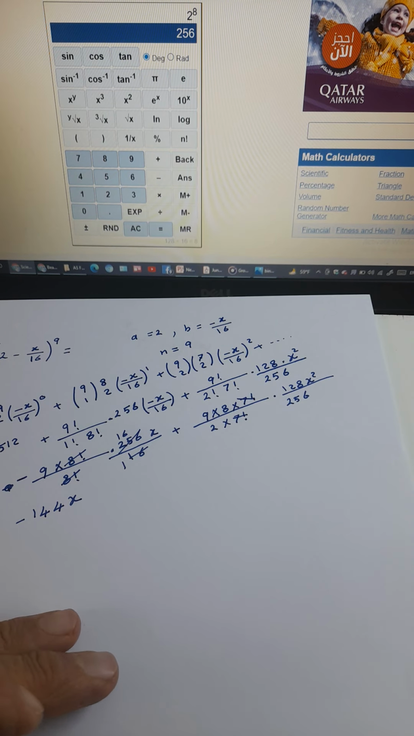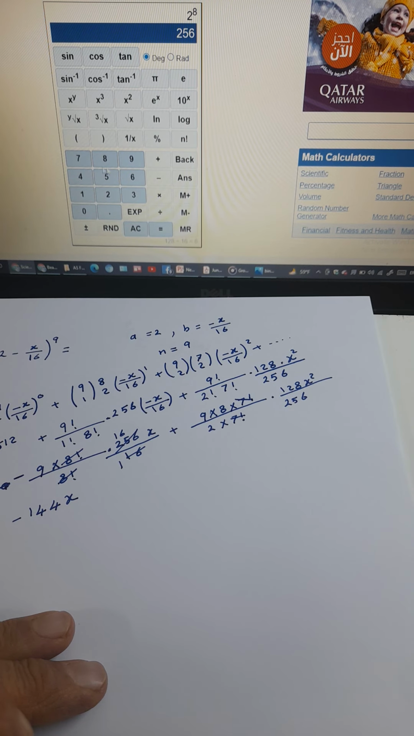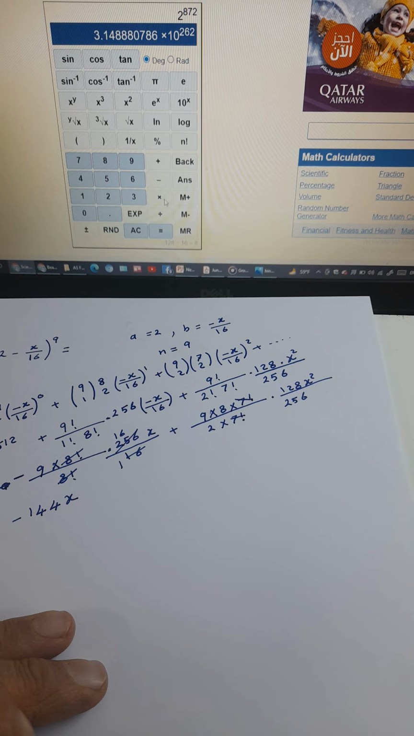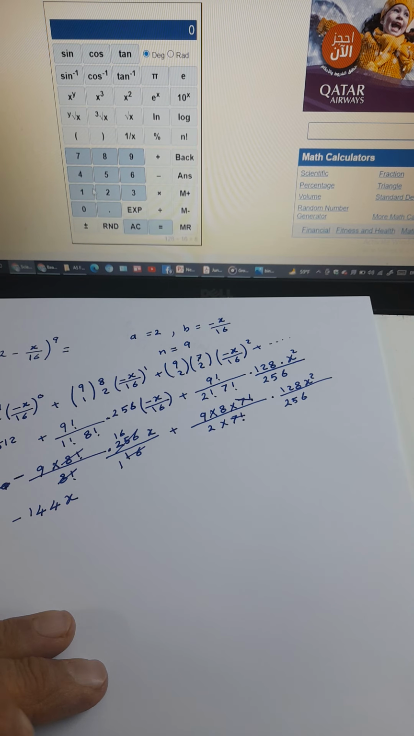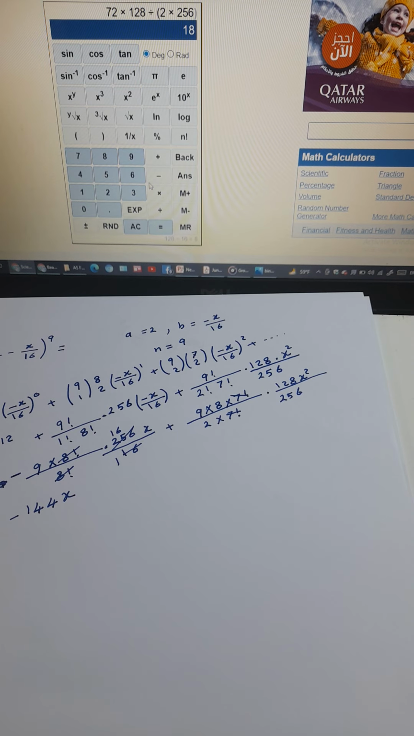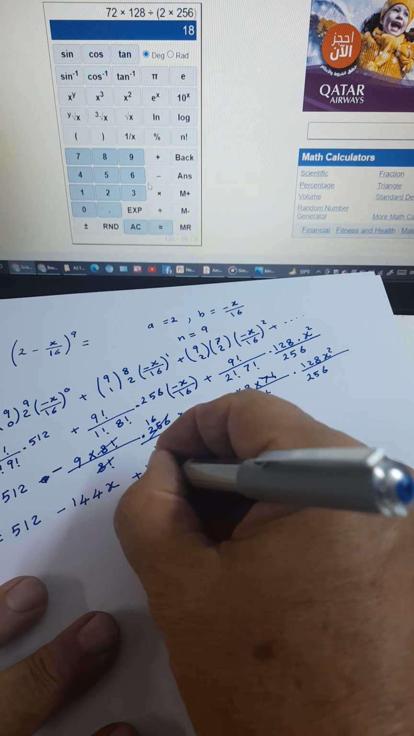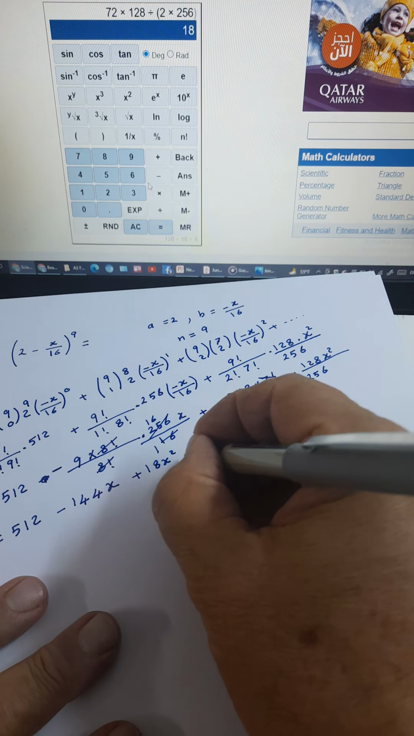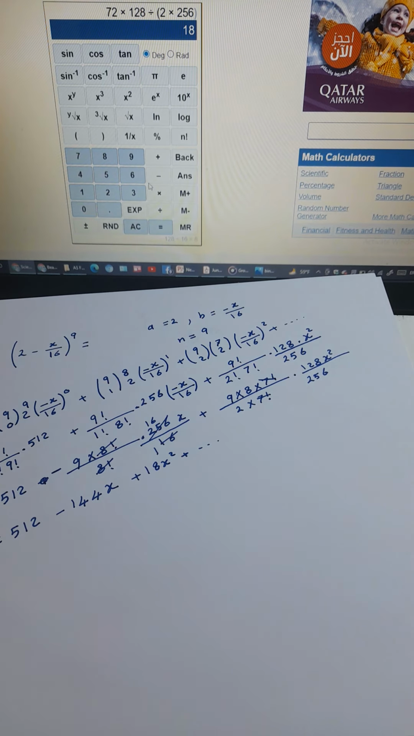And let us calculate this by the calculator. 9 times 8 is 72. 72 times 128 divided by 2 times 256 equals 18. So 18x squared. This is A.